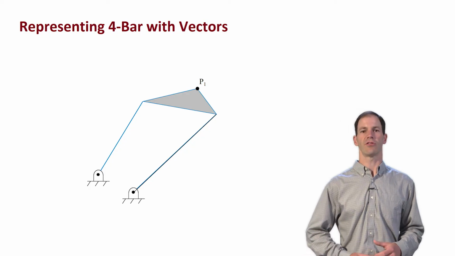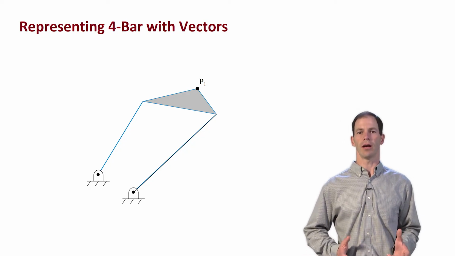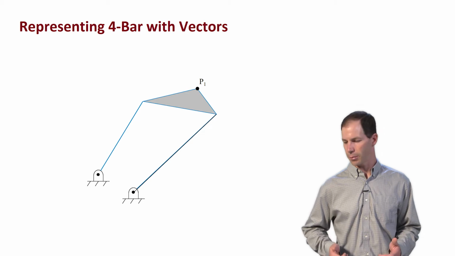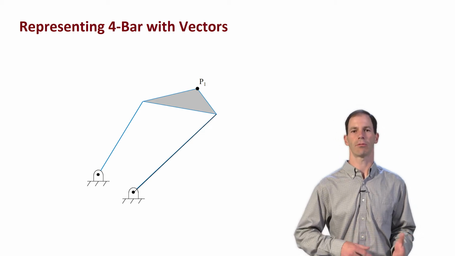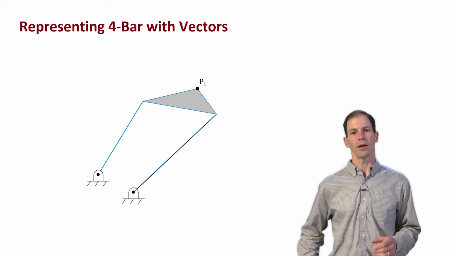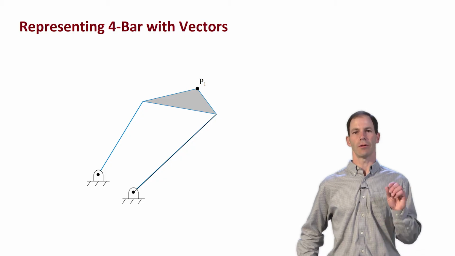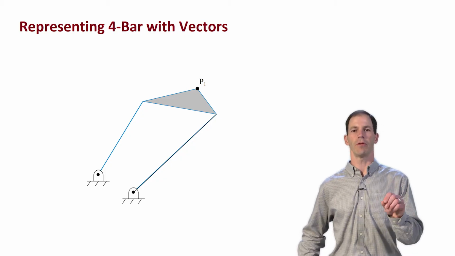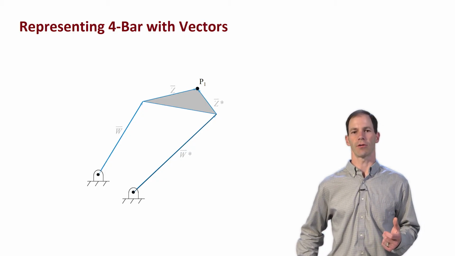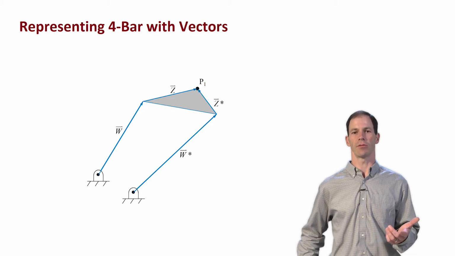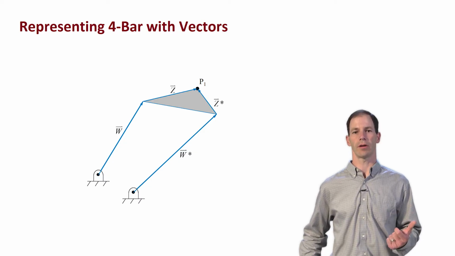So let me start off with just an arbitrary 4-bar. I've got a precision point that I'll call P1 in this case. It would go to P2, P3, and so on. Now instead of just having locations from a ground pivot up to a moving pivot, I'm going to represent those with vectors. On the left side of my mechanism, I'm going to have the W vector and the Z vector, and we'll use that nomenclature throughout, where the link connected to ground is the W vector, and the link going from the moving pivot up to the precision point is the Z vector.